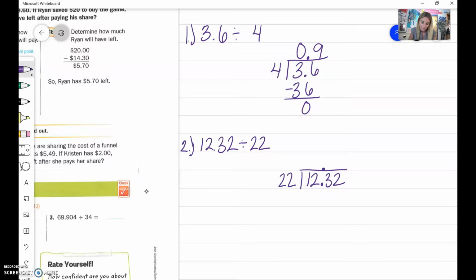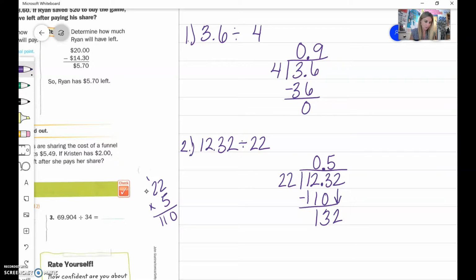So if I have 123, because I know I can't make a group of 12, I know that goes in 5 times. Okay, 22, I might over on the side, 22 times 5, just to check the math, is 111. Okay, so 111, and I'm going to subtract, 12. Now take a look. I have 12, and I'm going to check, is that less than my divisor? Yes. So now I'm ready to bring down.